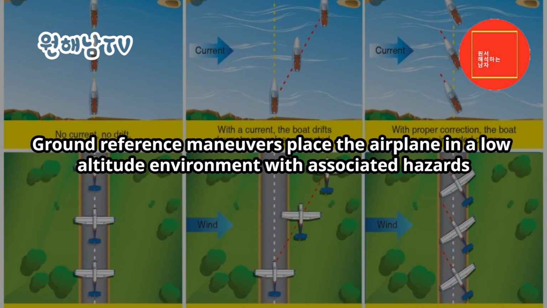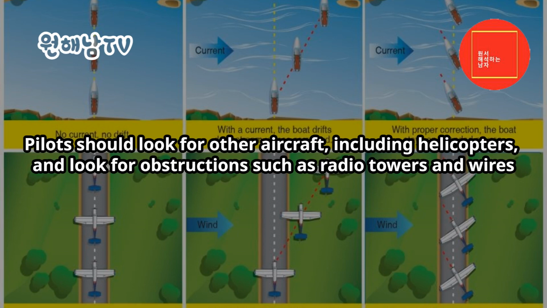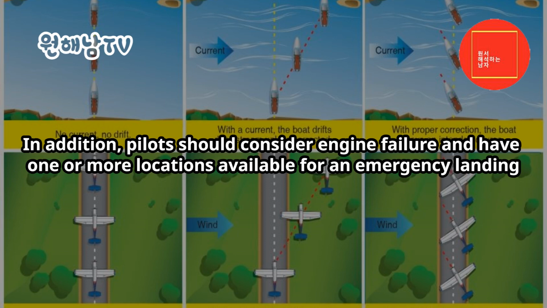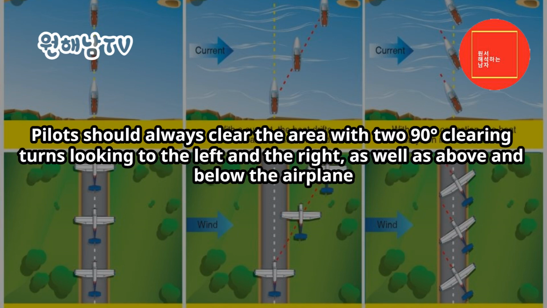Ground reference maneuvers place the airplane in a low-altitude environment with associated hazards. Pilots should look for other aircraft, including helicopters, and look for obstructions such as radio towers and wires. In addition, pilots should consider engine failure and have one or more locations available for an emergency landing. Pilots should always clear the area with two 90° clearing turns, looking to the left and the right, as well as above and below the airplane.